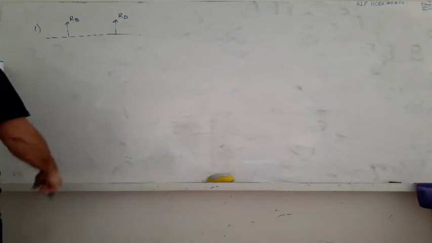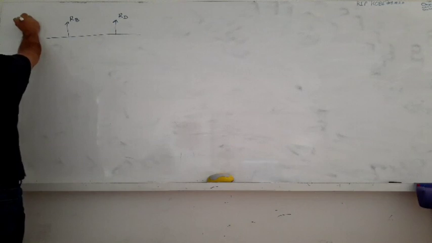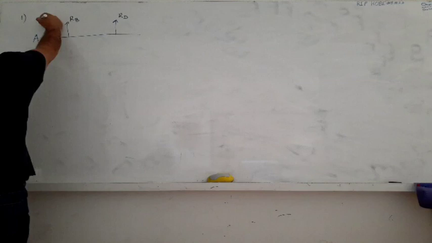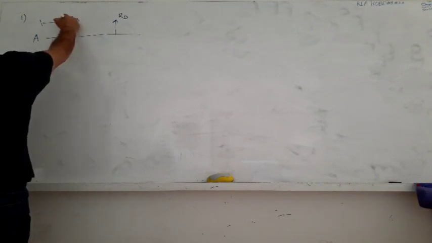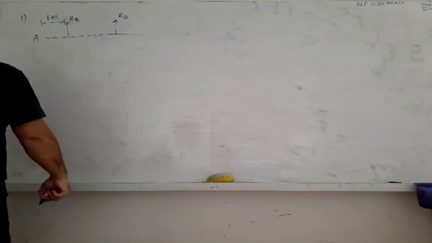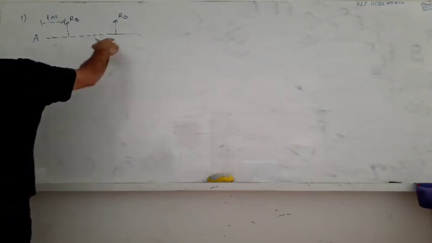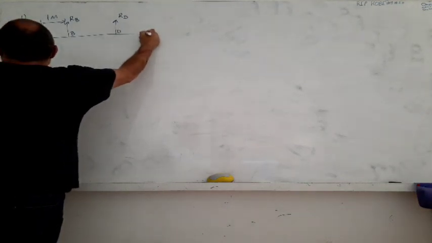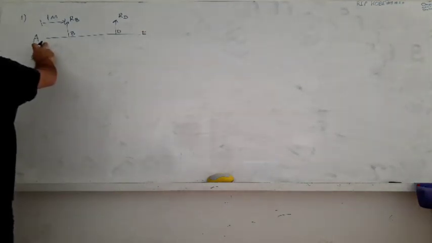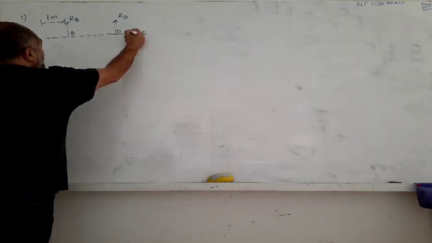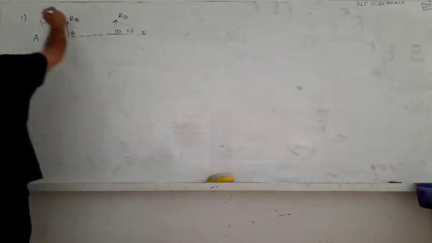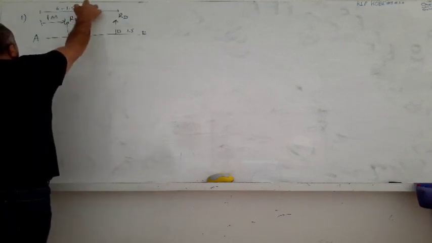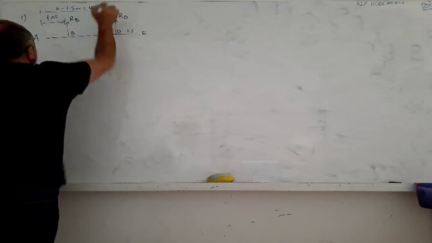And this is point A. The distance of B from A is 1 meter, and the distance from D to E is given as 1.5. The total is 6. Because this is 1.5, that length there is going to be 6 minus 1.5 meters, so it is 4.5 meters. The distance from A to D is 4.5.